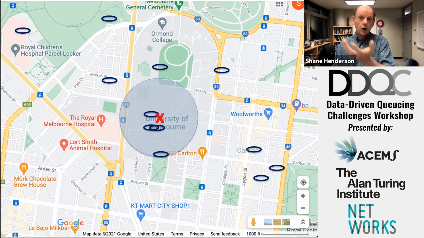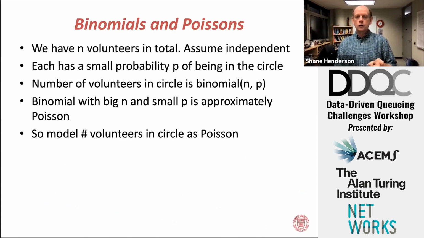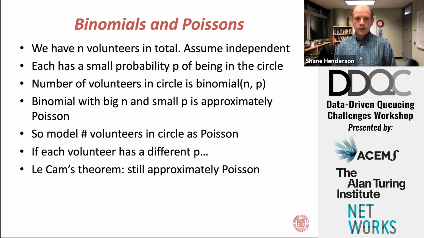Well, we've got a lot of volunteers; hopefully over an entire city, we've got thousands of volunteers. And each volunteer has a small probability of being in that circle. That should be giving you a hint as to where I'm going with this. So N volunteers in total, and you should think of N as being in the thousands, potentially the tens of thousands. We're assuming that those volunteers are not coordinating in any way, which I think is pretty reasonable. Each has a very small probability of being in that circle, and so the number of volunteers in that circle is binomial with large N, small p. And we know that that's approximately Poisson. So we're going to model the number of volunteers in that circle as being Poisson distributed.